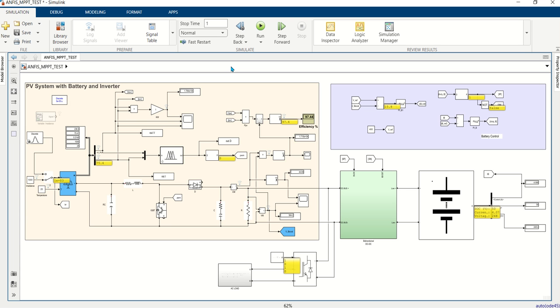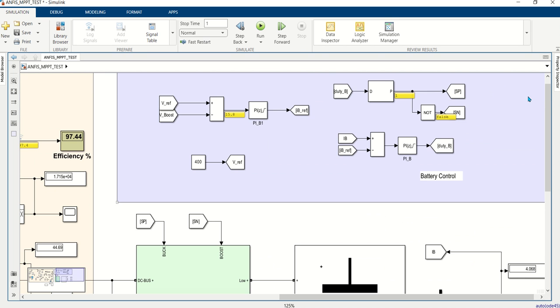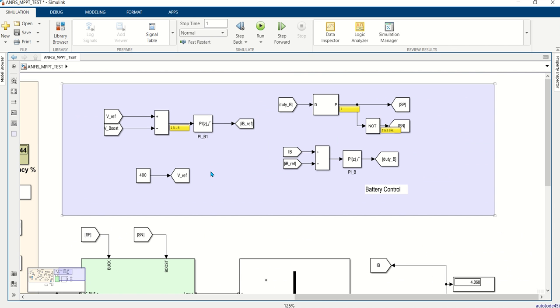Hi sir, this is the complete model of the PV battery inverter. As I already discussed this part with you and this part with you. Now I changed the controller because the first one gave me some problems in tuning. So I replaced that with the PI controller instead of the fuzzy logic controller.